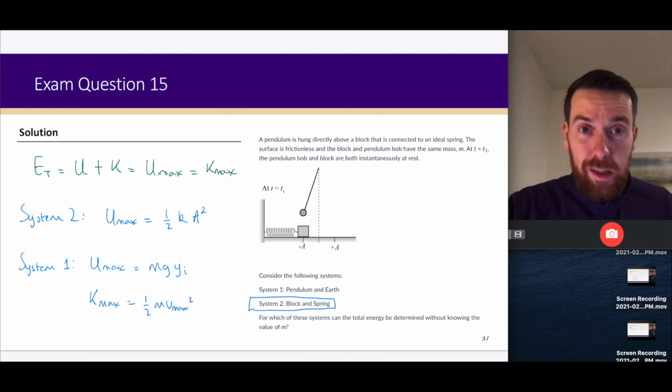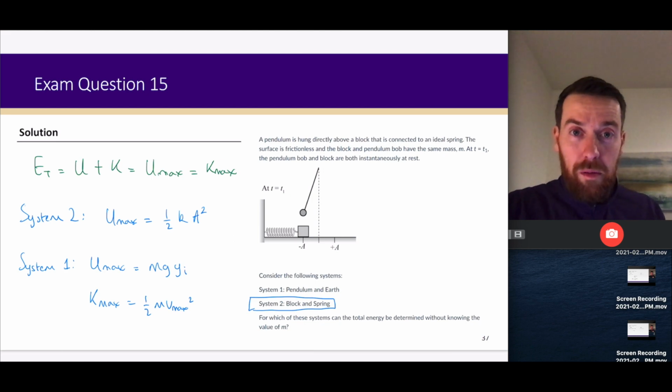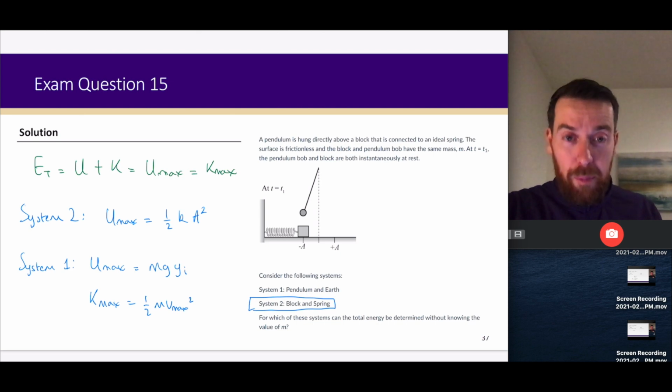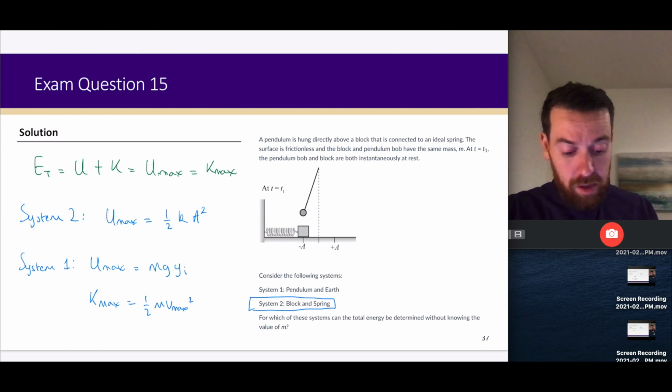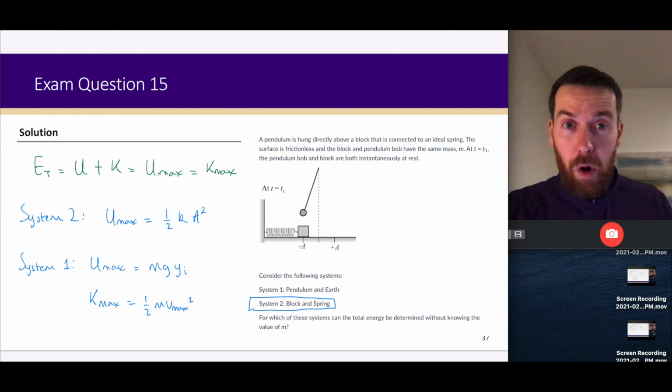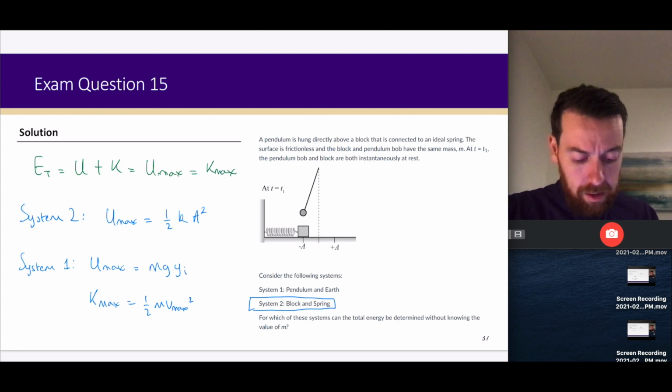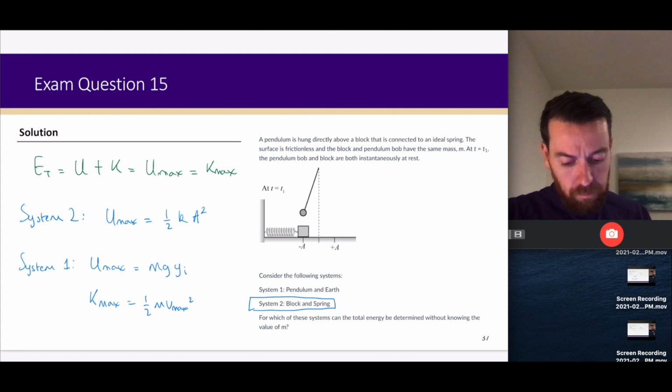So only in the spring block system can we determine the total energy independent of the mass of the block. It's not true for the bob. Different masses of the bob would have different maximum potentials, which would lead to different maximum kinetic energies. I would need to know the mass of the bob in order to know the total energy of the pendulum earth system. But for the spring block system, all I need to know is the spring constant and the amplitude. Okay, so that was question 15.